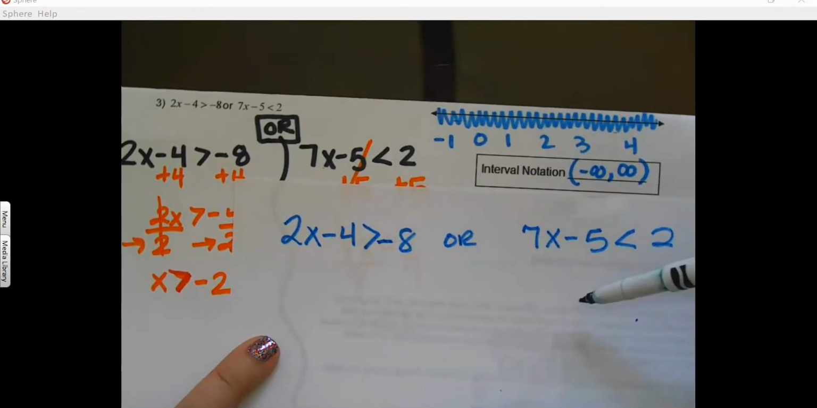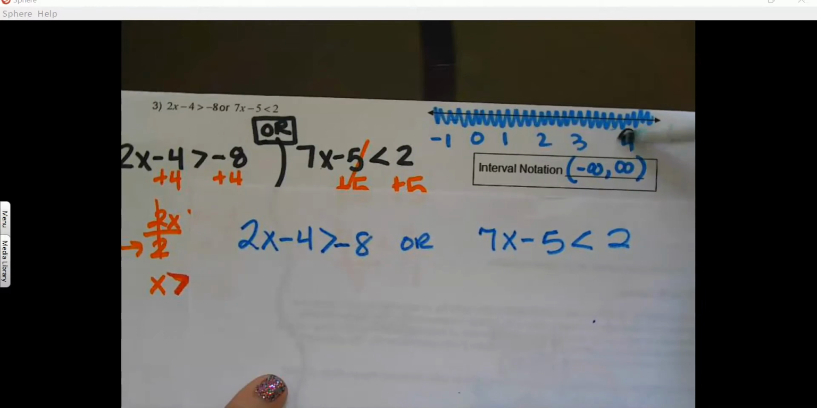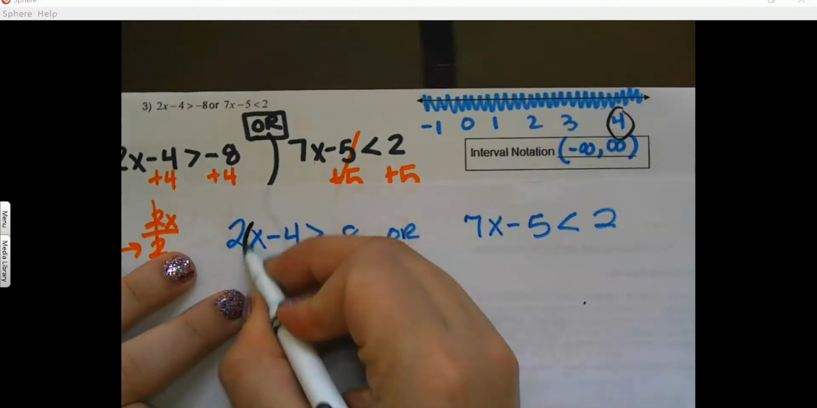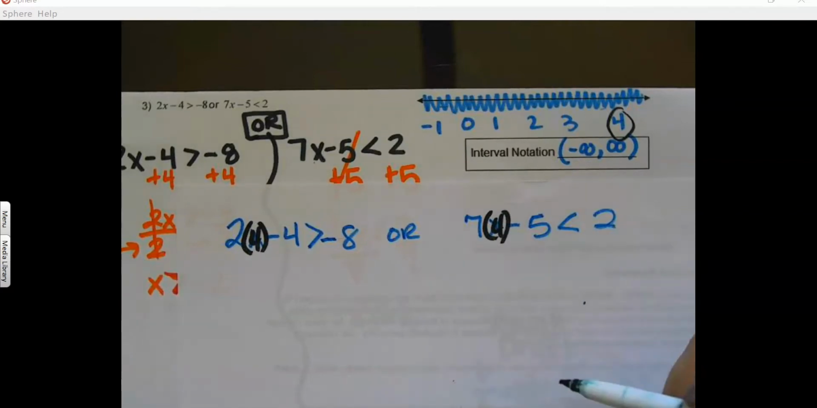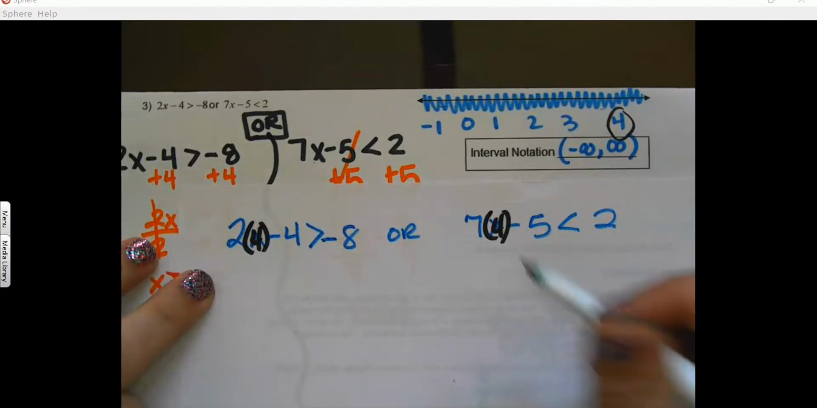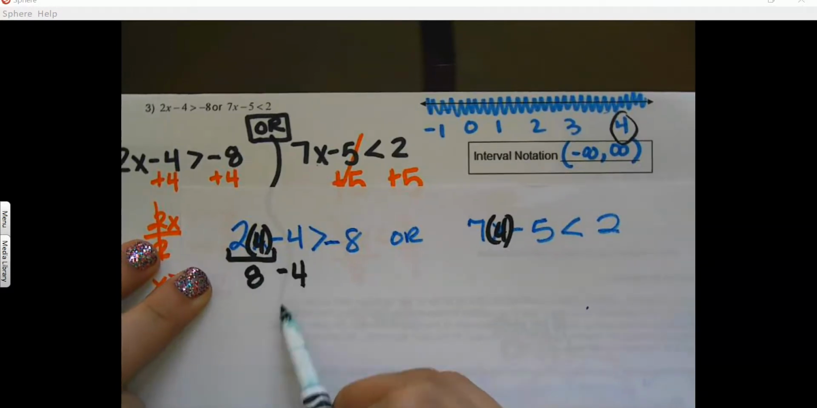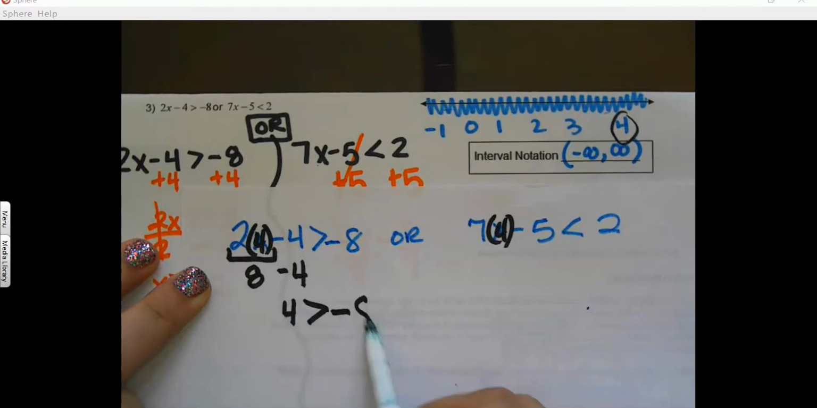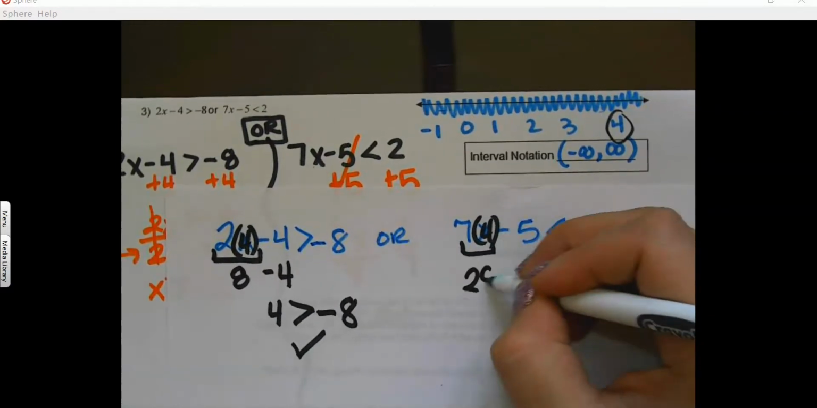So for example, if I were to pick, let's say 4, I'm going to pick 4. And if I put 4 here and 4 here, it has to work for one of them. It could work for both, that's great, but it has to at least work for one. So over here we have 8 minus 4, that's 4, and 4 is greater than -8, so it works, so we're good. Now I'll just check this one anyway.